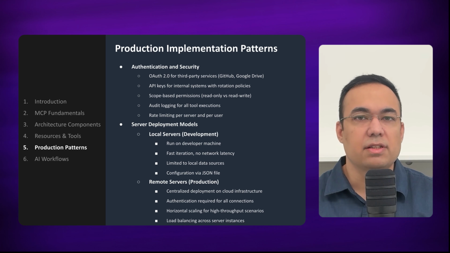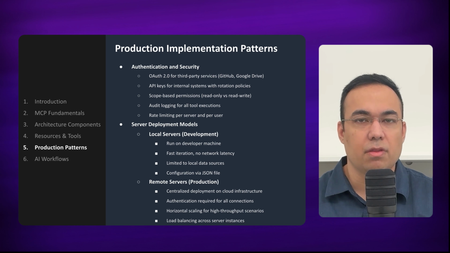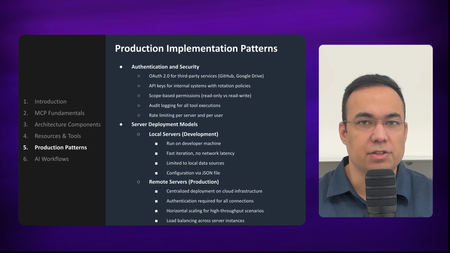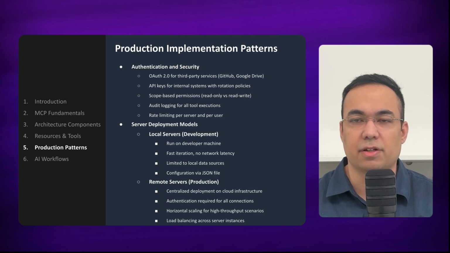The second point is the implementation of scope-based permissions. Read-only versus read-write permissions makes a big difference. If a server only needs read access for GitHub issues, please don't give it write access. This principle of least privilege reduces your attack surface significantly.